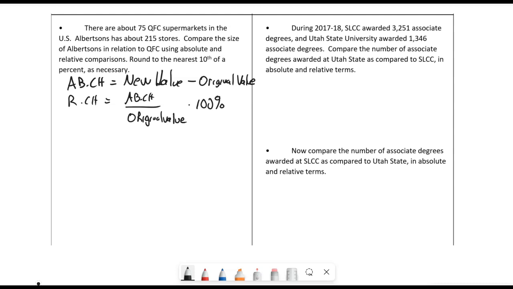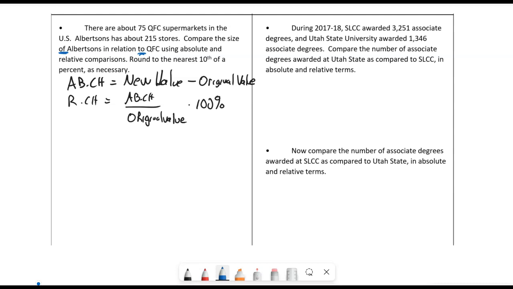What's different about this application is we're not tracking one value over time. We're tracking two different objects at the same time. So we need to determine what is going to be the new value and what's going to be the original value in this comparison. And what's important is to recognize how the comparison is happening. Compare the size of Albertsons to QFC.